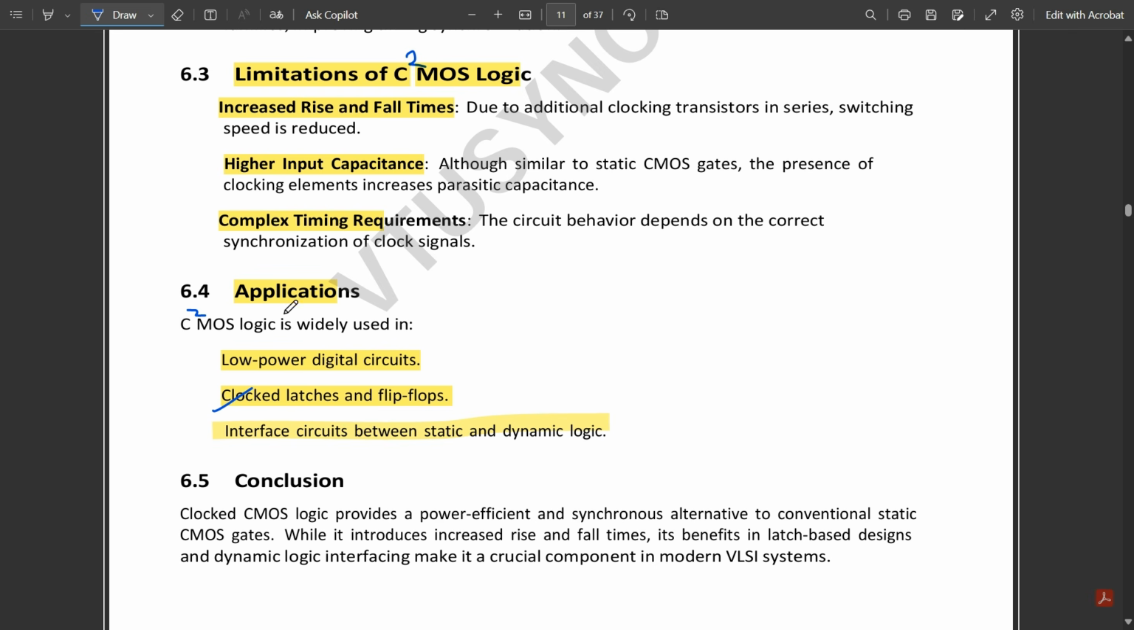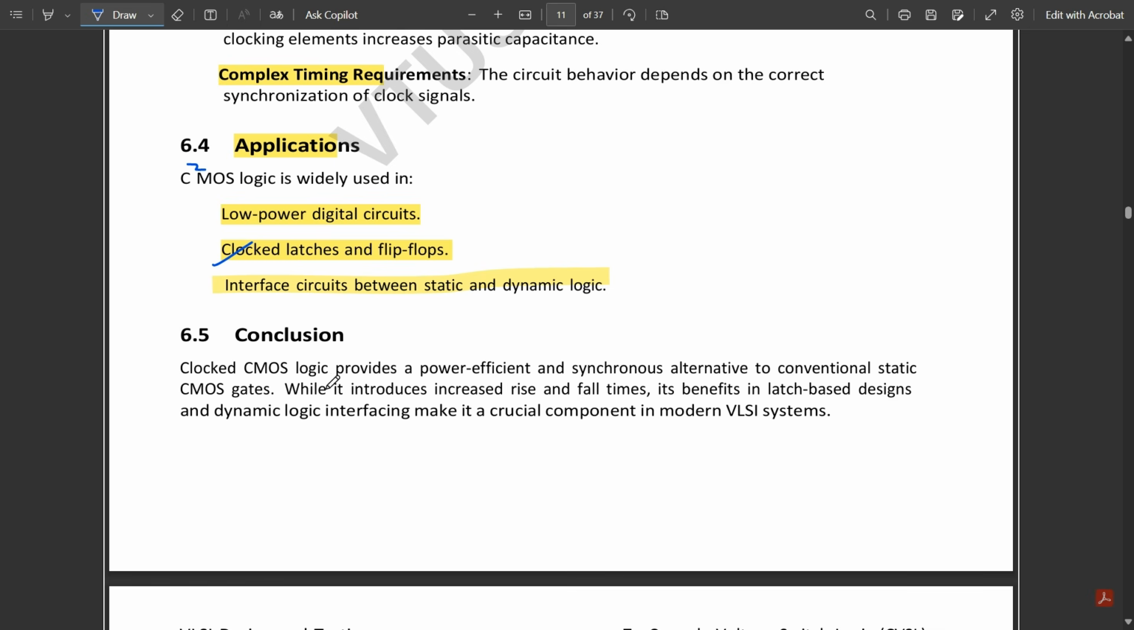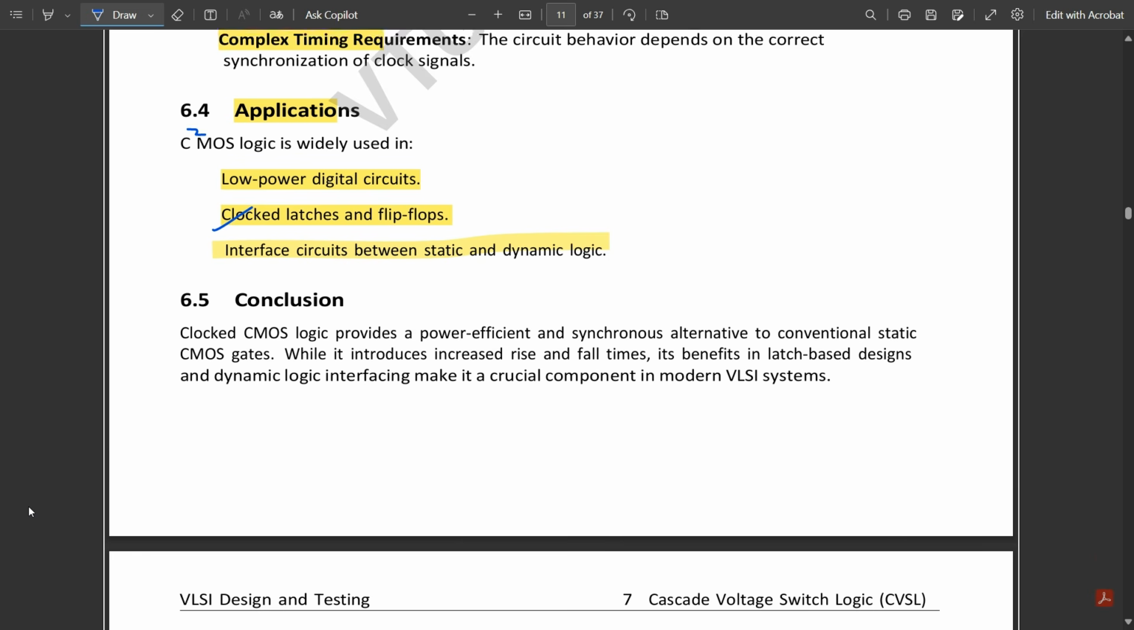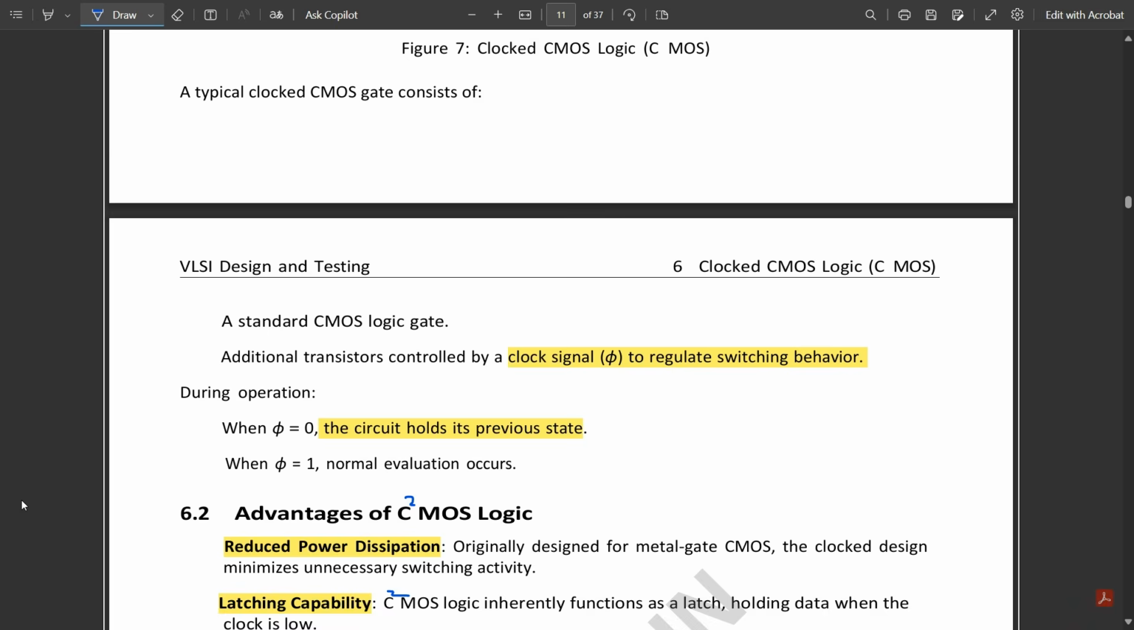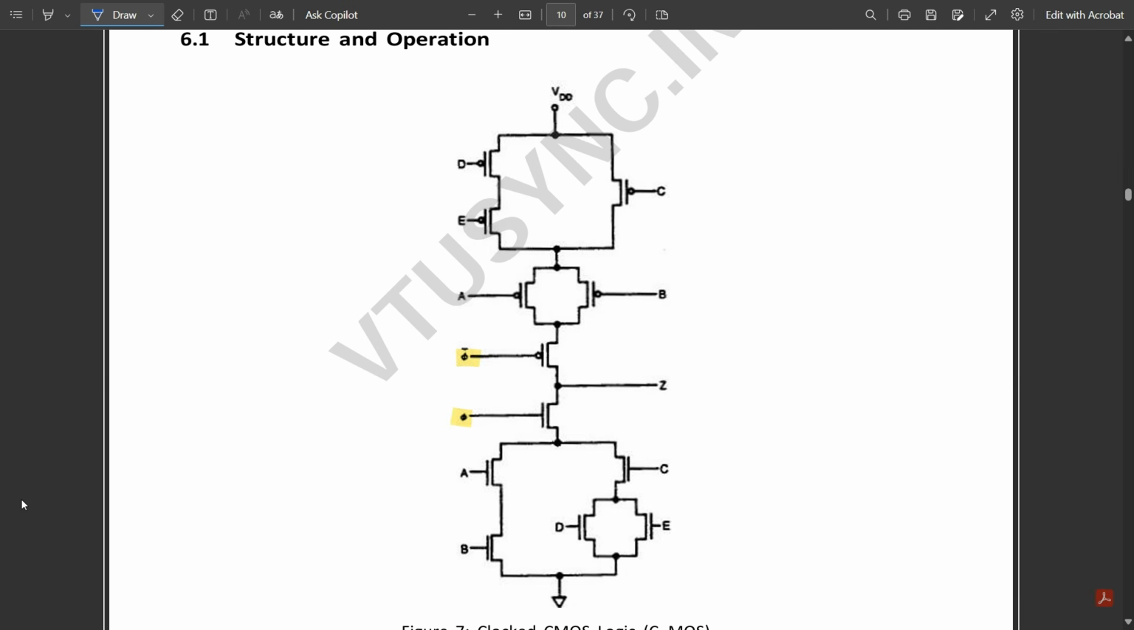Then we have a conclusion. Clocked CMOS logic provides a power efficient and synchronous alternative to conventional static CMOS logic gates. While it introduces increased rise and fall times, its benefits in latch based designs and dynamic logic interfacing make it a crucial component in modern VLSI systems. So this was all about C²MOS logic. Nothing much: it is the same as complementary CMOS, but one change is that, as I have told you, between the outputs you add one PMOS and one NMOS transistor controlled by the clock signals.